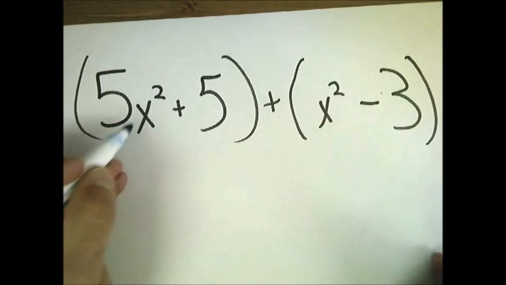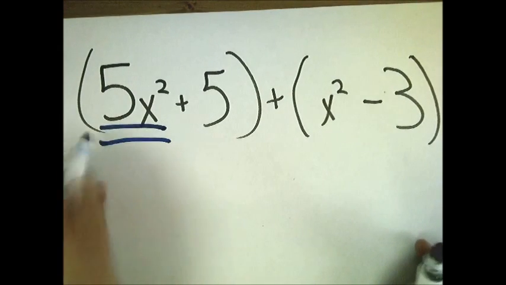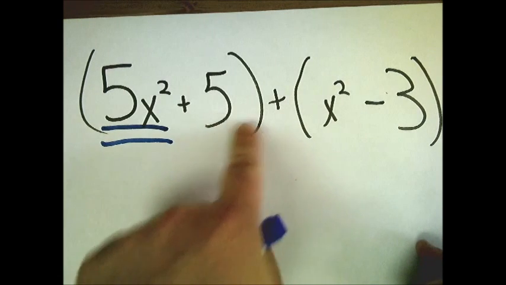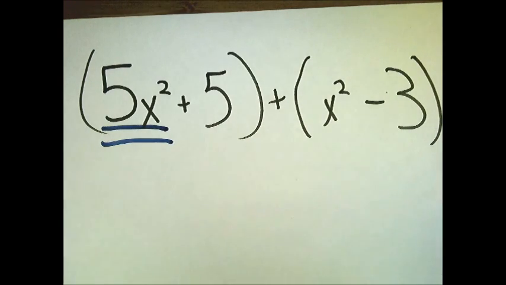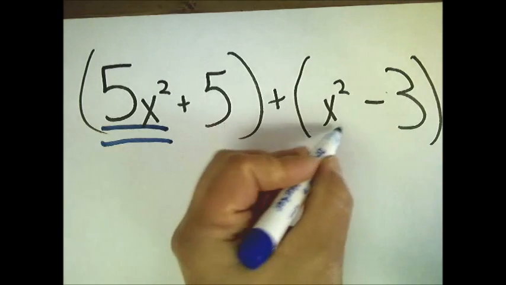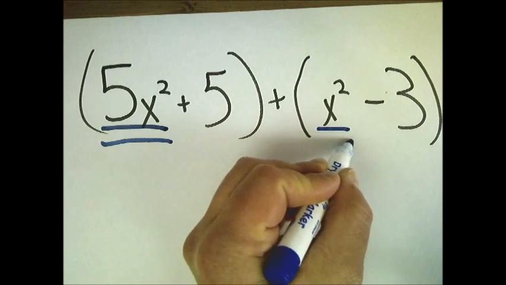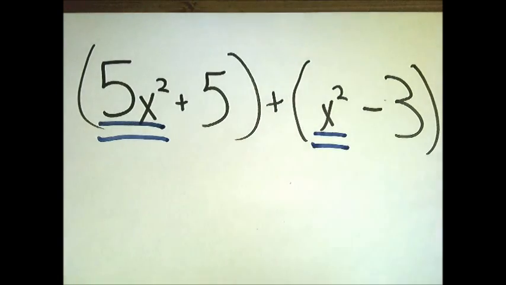If I have an x with a 2, I'm going to make two lines underneath. If I've got no variable at all, I'm just going to leave it blank. I'm not going to put anything under it. If I have an x to second power, I'm going to do 2. Say I had just a regular x here. I just put one line under it, shockingly enough, and minus 3.